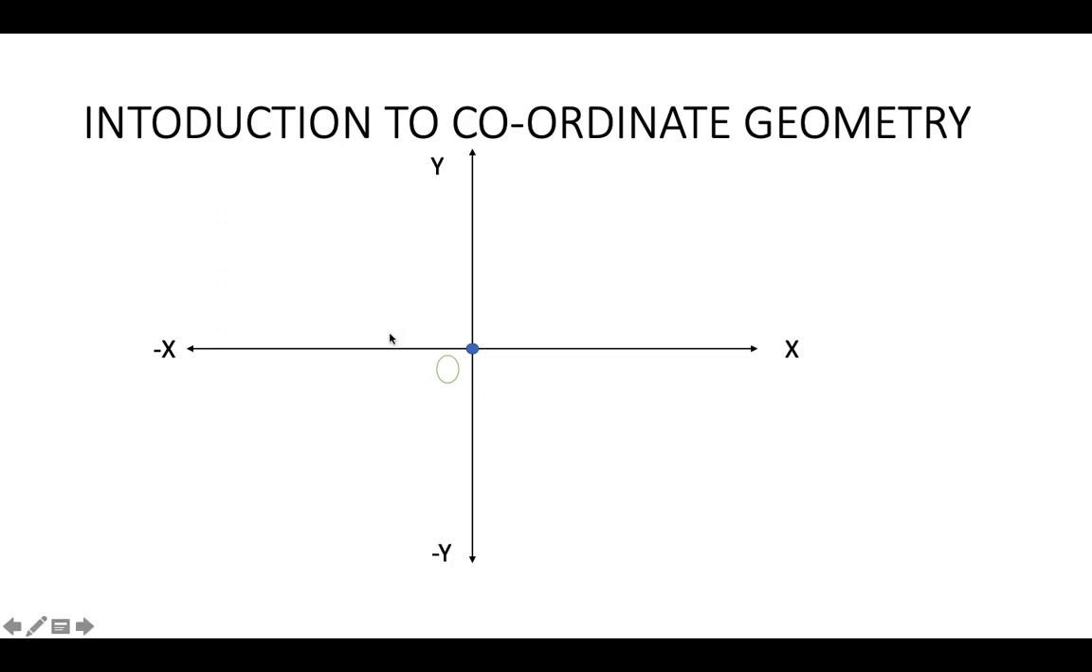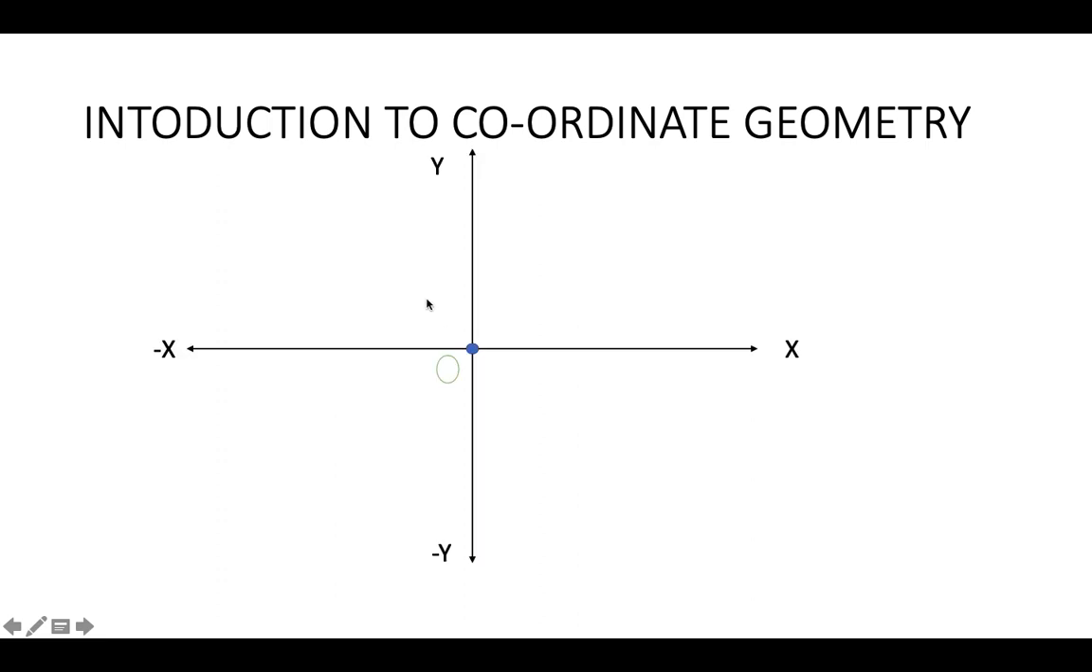As you can see, the right portion of this origin is known as the positive x-axis, and the left portion is known as the negative x-axis, whereas the top portion of this origin is known as the y-axis, and the bottom part is known as the minus y-axis. This is something that we have already studied. We know that this is x, this is y.